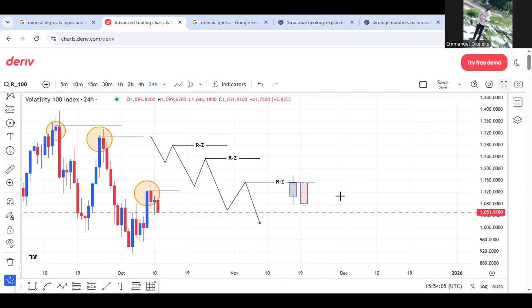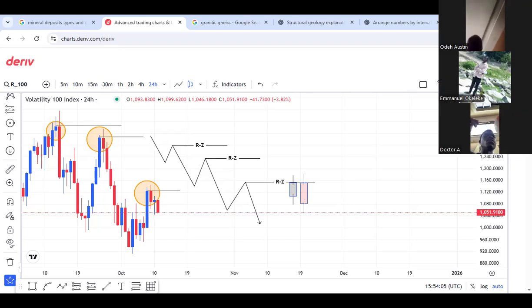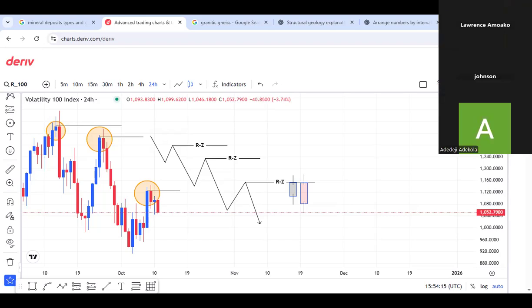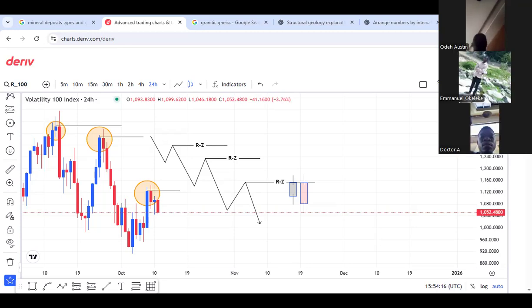So the next thing for us to do is, on that same time frame, those that were in the previous class where we talked about the time frame matrix, we talked about waiting on that same time frame for the confirmation.